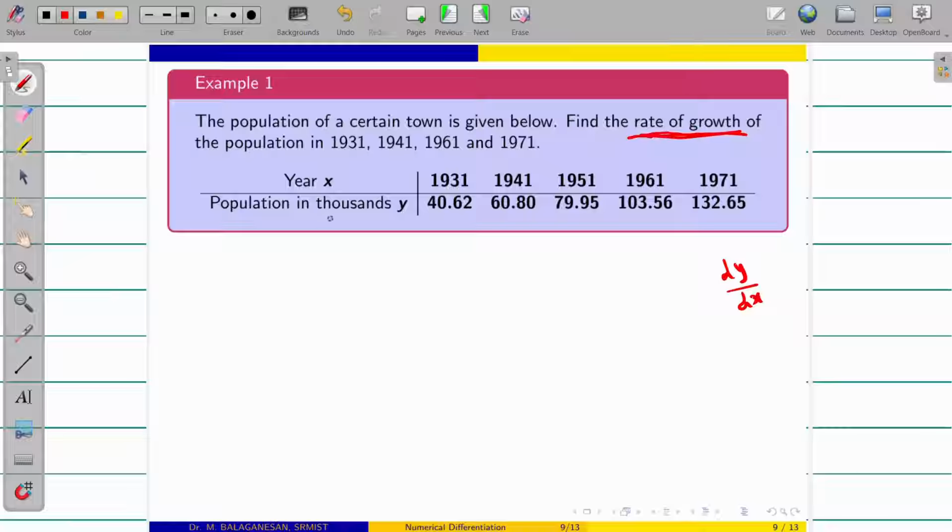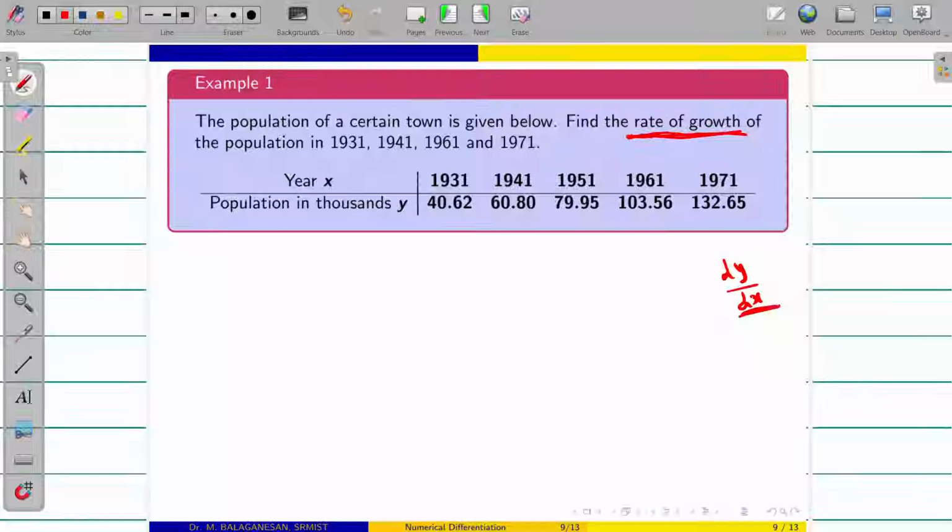Rate of growth. Look at that. Rate of growth of population with respect to years. Rate of growth is y, rate of change is y with respect to x. They asked us to find dy by dx, they have just given it in a different way. Find the rate of growth of population with respect to these years: 1931, 1941, 1961, and finally 1971.